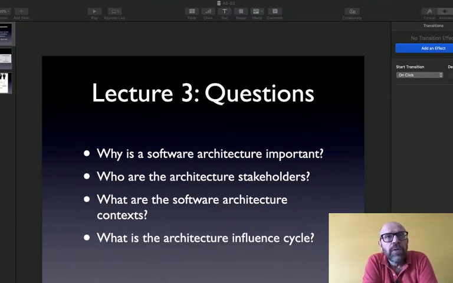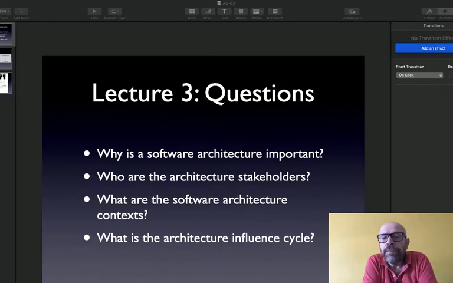So, what I want you to answer and discuss during the lecture is first, why is a software architecture important? Which aspects of software architecture impact on the different facets of the development of software? So, what is the contribution of a software architecture for the overall process of developing software?